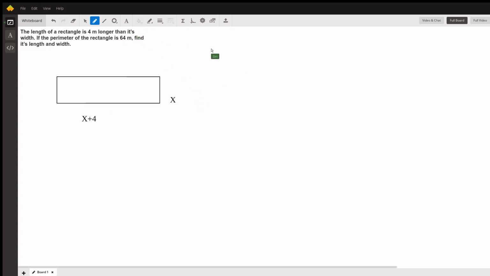width. Okay, so now the perimeter of a rectangle, any rectangle, is going to be P, perimeter, equals twice the length plus twice the width. That's all rectangles. That's the formula for a rectangle. So if the perimeter equals twice the length plus twice the width, we can express this rectangle in terms of x. And so twice the length is going to be 2 times (x plus 4), right there, plus twice the width, or 2x.